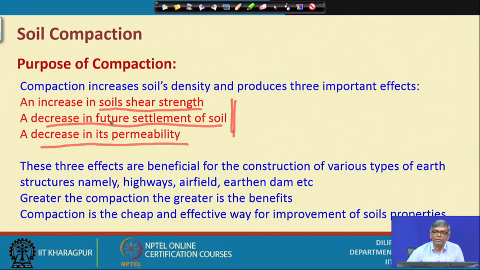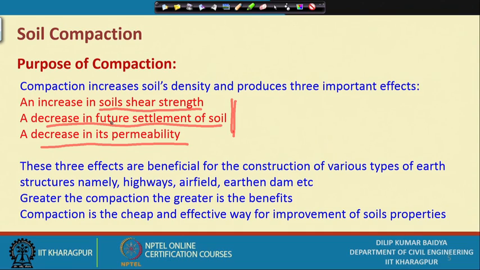These three effects are beneficial for the construction of various types of earth structures, namely highways, airfields, earthen dams, etc. The greater the compaction, the greater the benefits. Compaction is a cheap and effective way of improving soil properties. That means, as I have mentioned, if you identify a problematic soil, it can be modified in different ways.